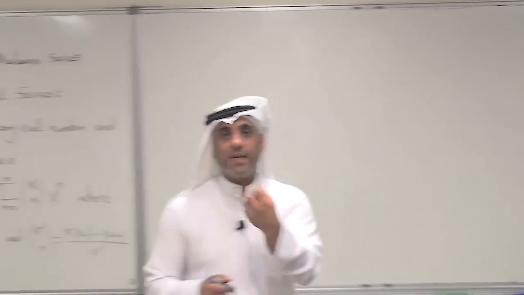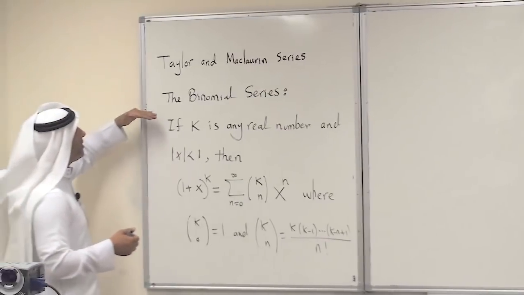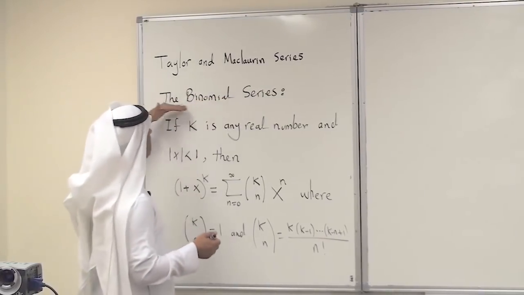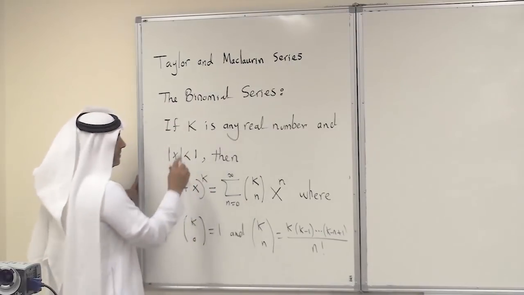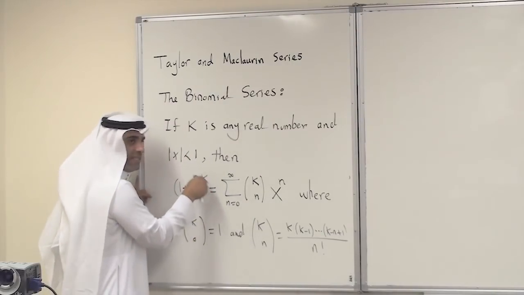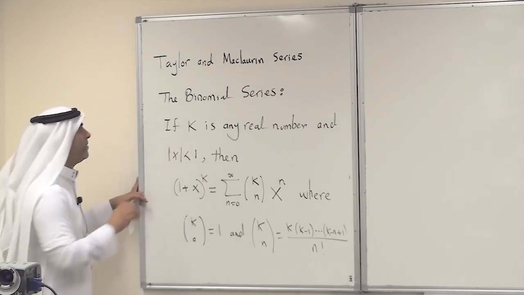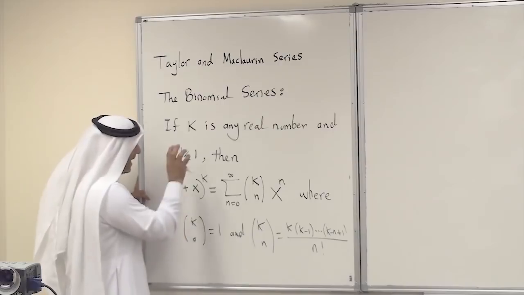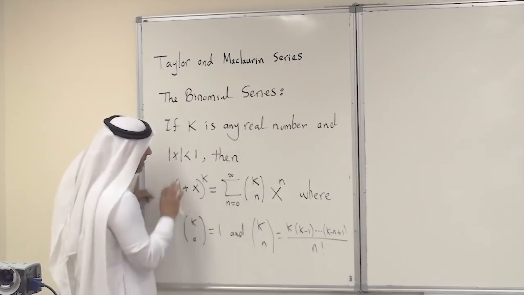Now let us see the generalization of the binomial theorem. Here we have something called the binomial series. What is the binomial series theorem? It says if k is any real number. Before, we had this as a positive integer. Here we assume k to be any real number. So if k is any real number and the absolute value of x is less than 1, then we have this.